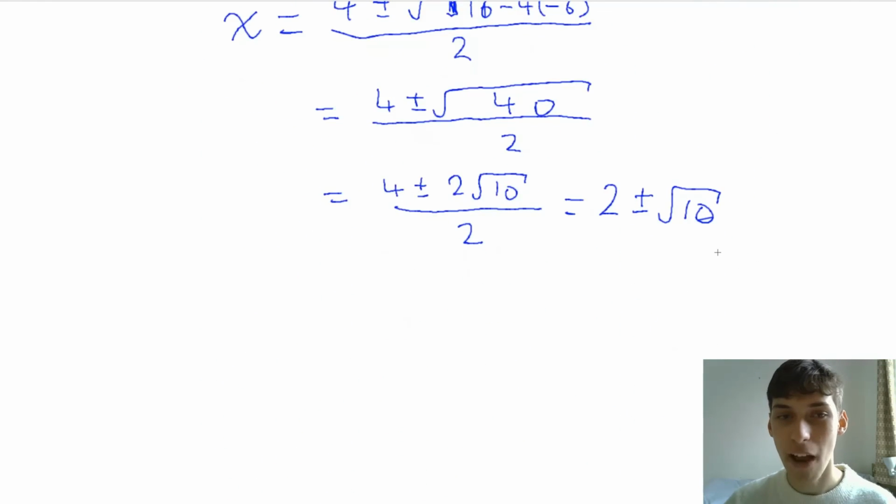We found two values of x here, we found one value of x for both other parts. These are the roots of the equation, and that's the end of the question.